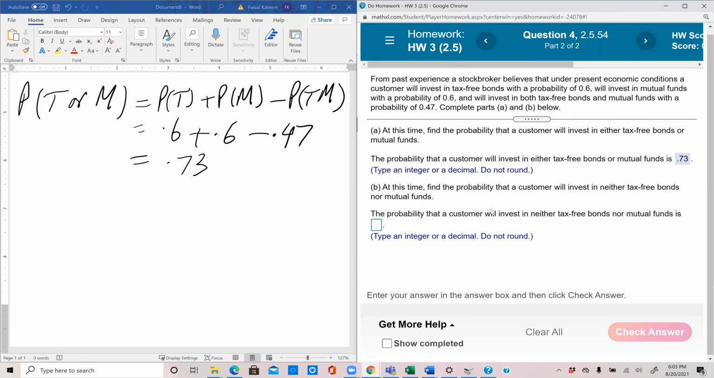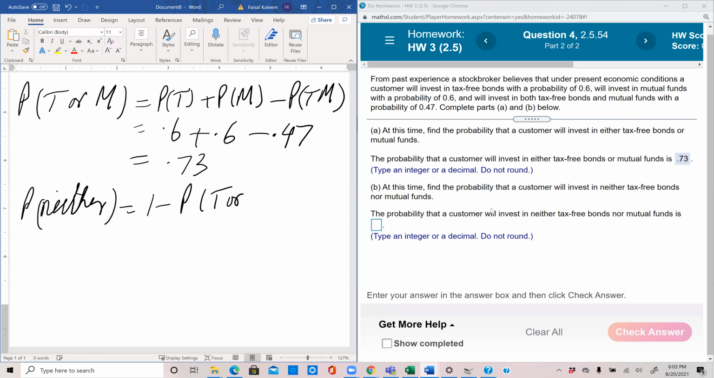Find the probability the customer will invest in neither. So again, the probability of neither is equal to 1 minus P(T ∪ M), which equals 1 minus 0.73 equals 0.27.